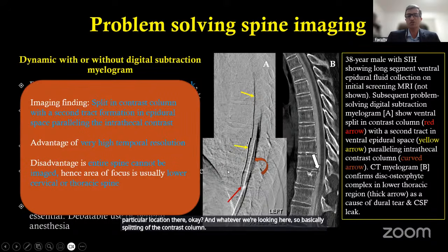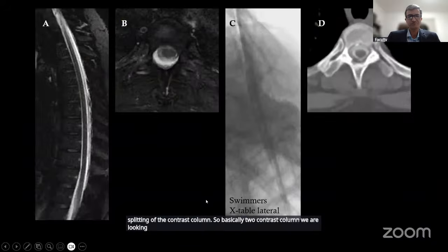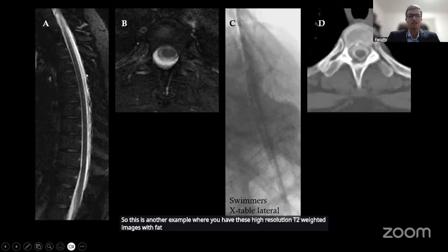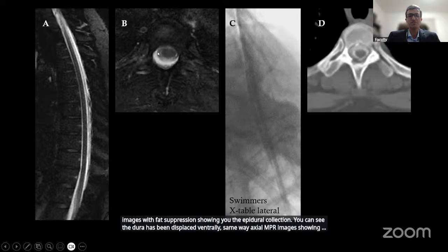So basically two contrast columns we are looking at. This is another example where you have high resolution T2 weighted images with fat suppression showing you the epidural collection. You can see the dura has been displaced ventrally. In the same way, axial MPR images show you the epidural collection where the thecal sac is pushed anteriorly.